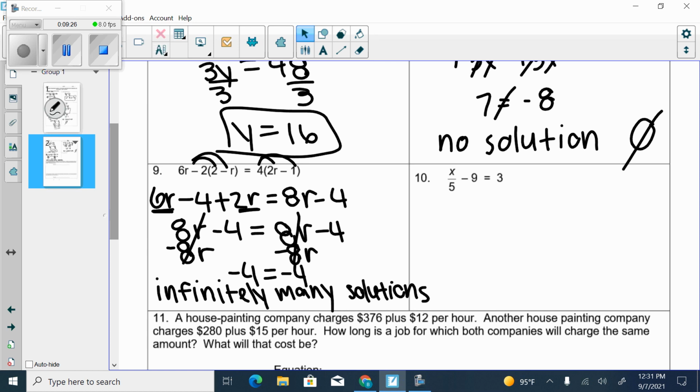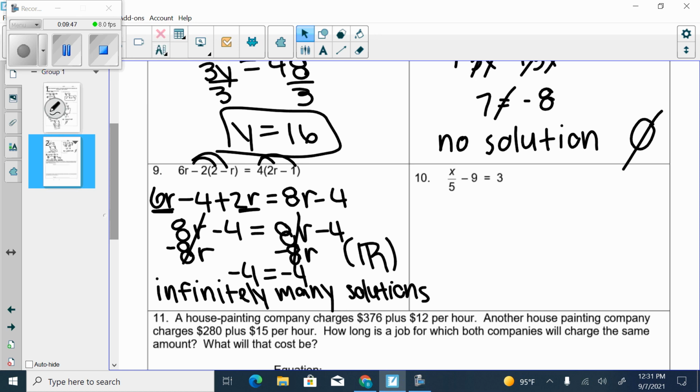Also, if you're telling me there's infinitely many solutions, that means our solutions are all numbers. So you also could just put that our answer is all real numbers, which this is the symbol for that. It's like a capital R with 2 lines right there. That would work as well.